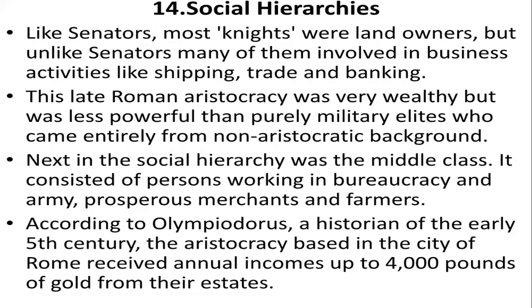According to the historian Olympiodorus, a writer of the early 5th century who was also an ambassador, the aristocracy based in the city of Rome drew annual incomes of up to 4,000 pounds of gold from their estates, not counting the produce that they consumed directly.